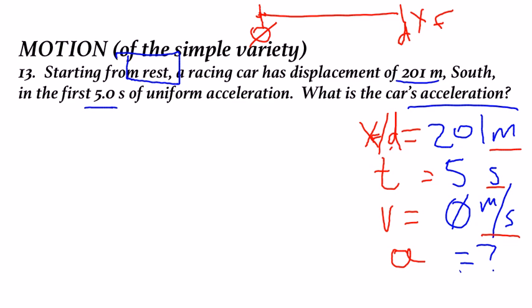Okay. Ask yourself the 2 questions that you always have to ask yourself. 1, is there time in my list of givens? Hey, look at that. There is. Is there final position? Oh, look at that. That's there too. Okay, so we have final position or d, and we have time.